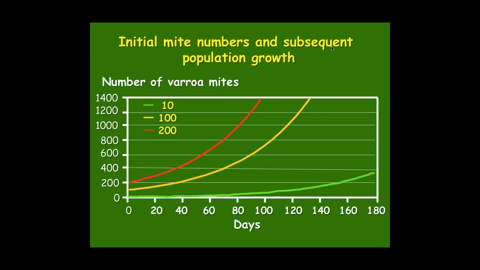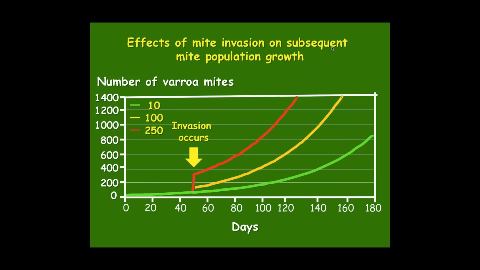threshold. The yellow line is if you start with an initial population of 100 mites, and you can see that about 120 days you're going to be approaching the treatment threshold. And the red line shows what happens if you start out with an initial population of 200 mites. So Varroa, as you can see, can build up fairly quickly if they have a good foundation of founding number of mites in the colony.